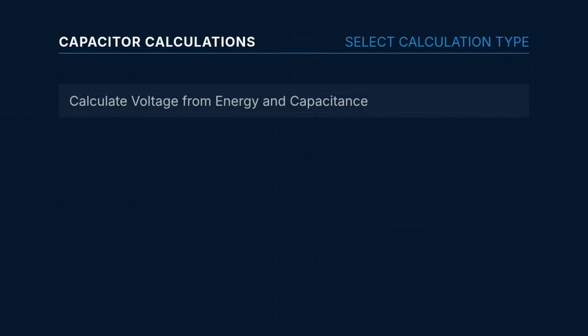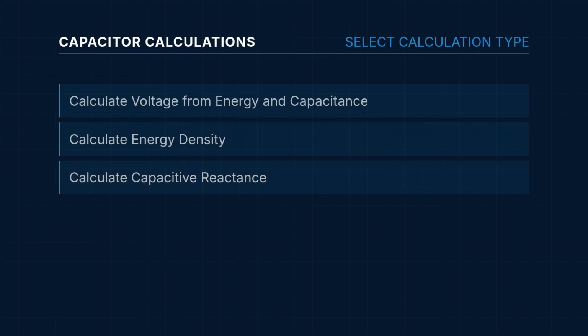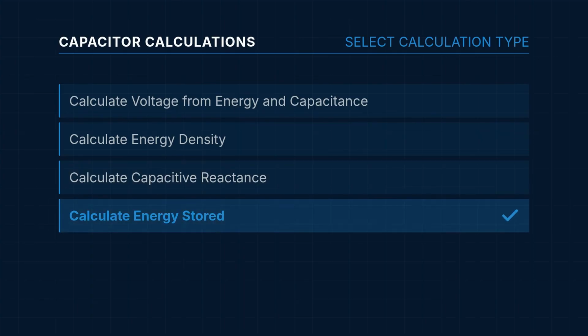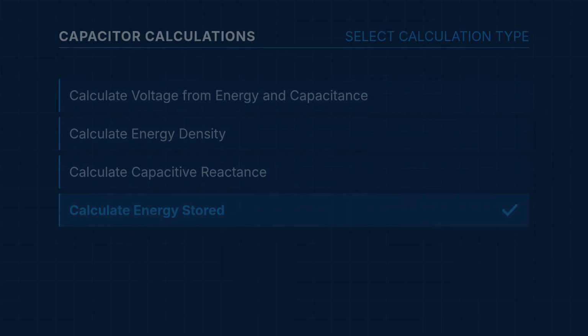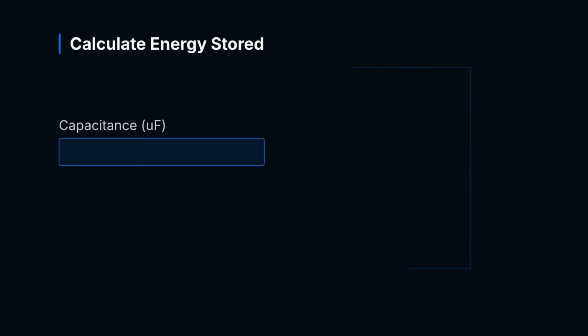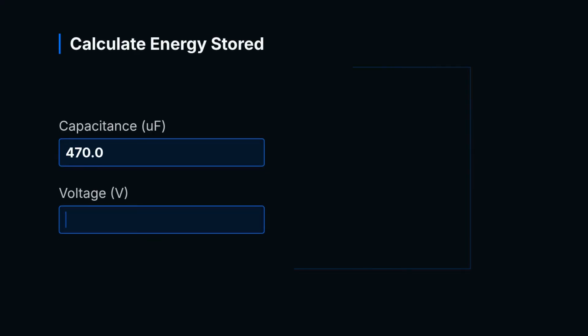Calculate voltage from energy and capacitance. Calculate energy density. And calculate capacitive reactance. For this demonstration, I'm using Calculate Energy Stored. The input fields vary by mode. In Calculate Energy Stored mode, you enter capacitance in microfarads and voltage in volts.